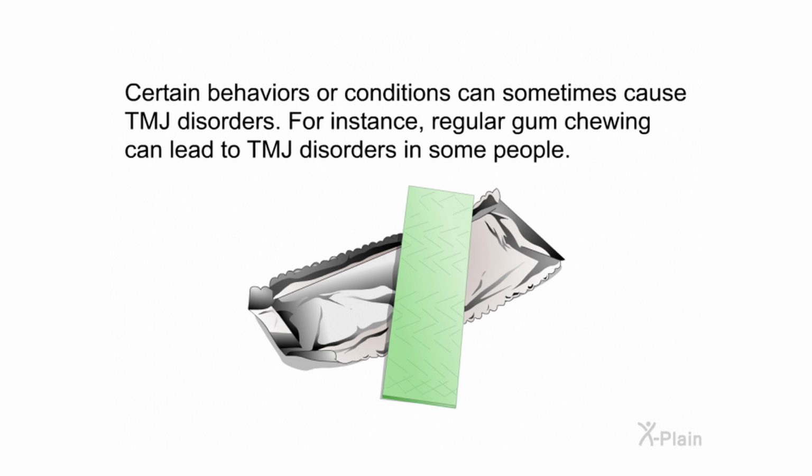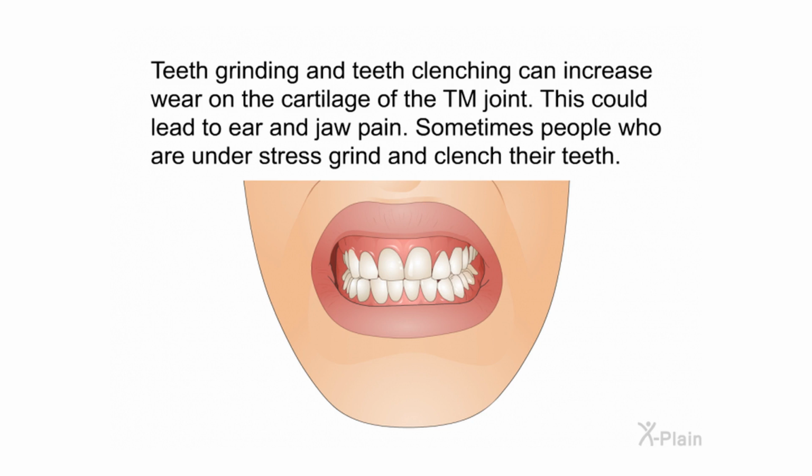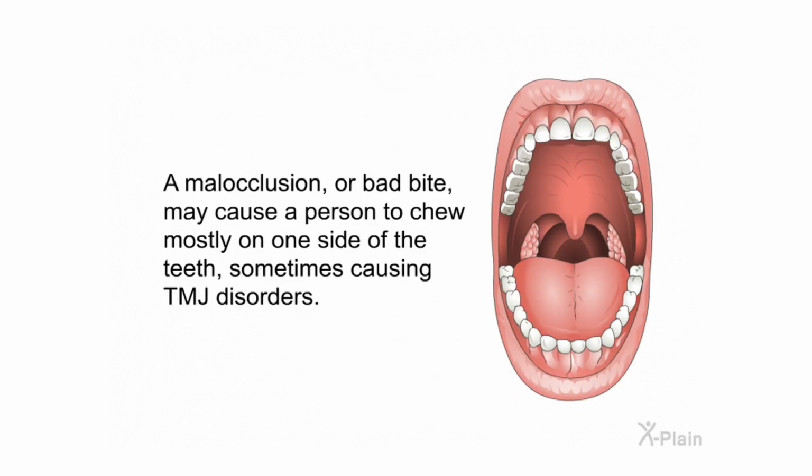Certain behaviors or conditions can sometimes cause TMJ disorders. For instance, regular gum chewing can lead to TMJ disorders in some people. Teeth grinding and teeth clenching can increase wear on the cartilage of the TM joint. This could lead to ear and jaw pain. Sometimes people who are under stress grind and clench their teeth. A malocclusion or bad bite may cause a person to chew mostly on one side of the teeth, sometimes causing TMJ disorders.